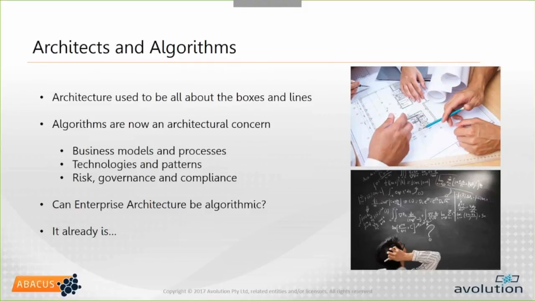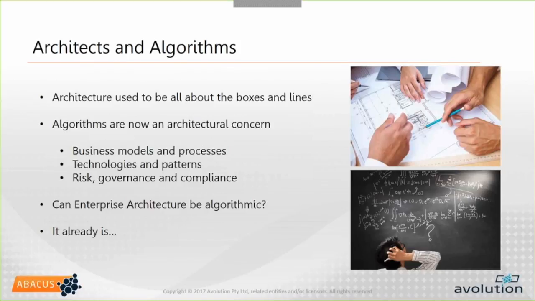I think for all the reasons on the previous slide that algorithms are now well and truly on the radar of architects. And not just for the effect they're having on the business models, they're also forcing us to adopt new technologies and new patterns. We're having to do things like embed analytics and frontline decisioning. We're having to expose automated decisions as services to our business partners.